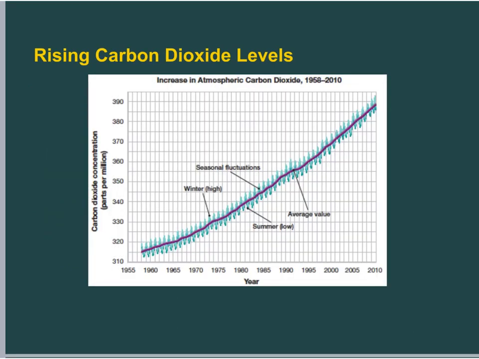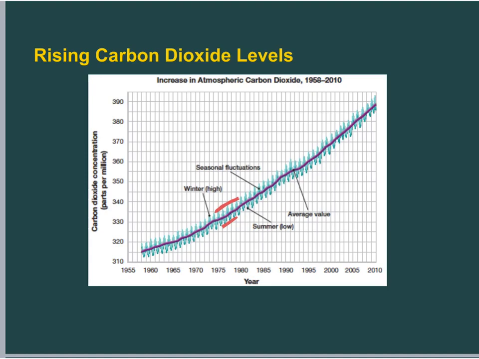You can see this beginning in 1958, ending here with the data in 2010, just a steady increase, okay? And this does account for the seasonal changes. If you see the top of the little blue marks, this is showing the highest point of the year and the lowest point of the year in the summer, and then that purple line is the average, the middle point between that. So you can see that middle average is going way up, right?